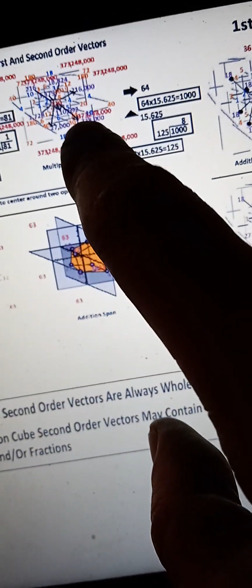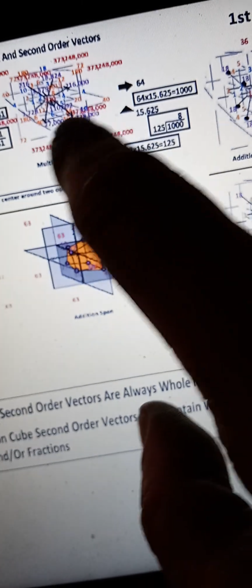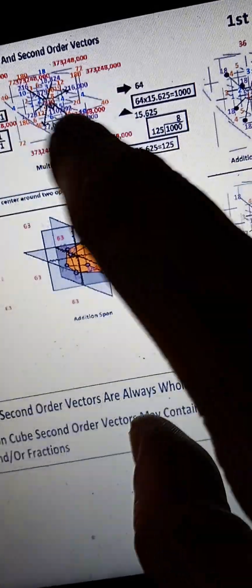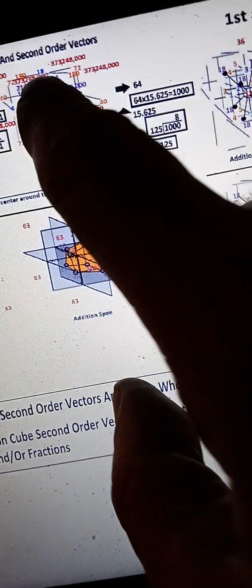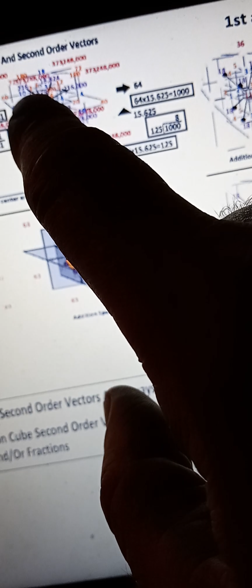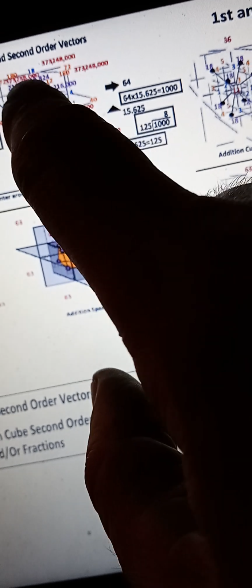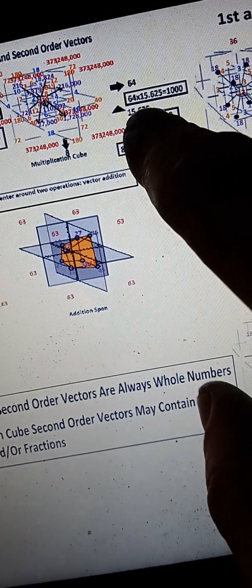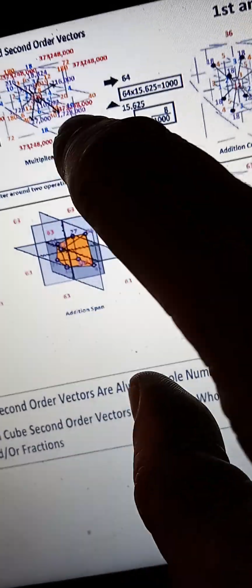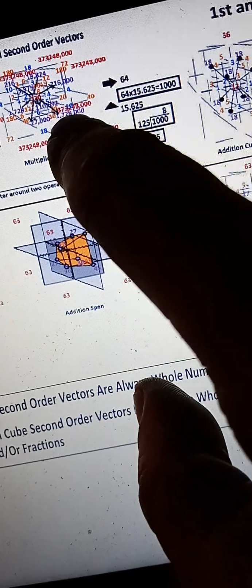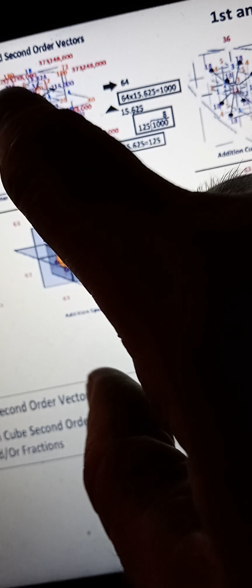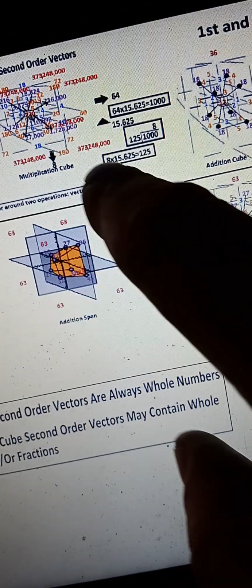Same thing down here, from front to back, you get 64. Then you go on this way, from this front to back, and this front to back, and this front to back, and this front to back, you get 15.625. And when you go from bottom to top, dividing the bottom by the top, bottom by top, bottom by top, and bottom by top, you get 8.